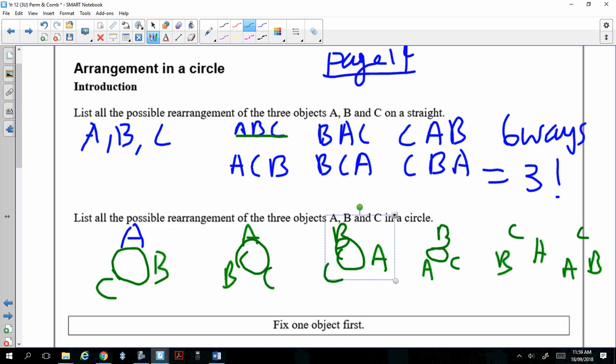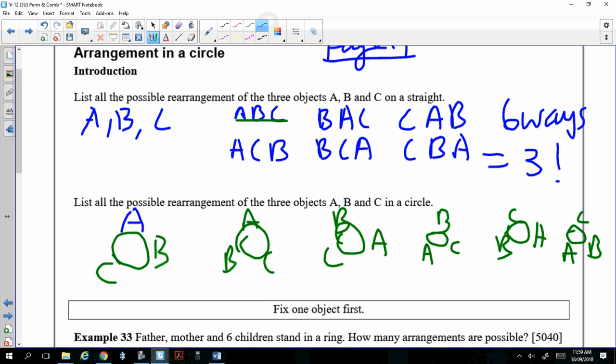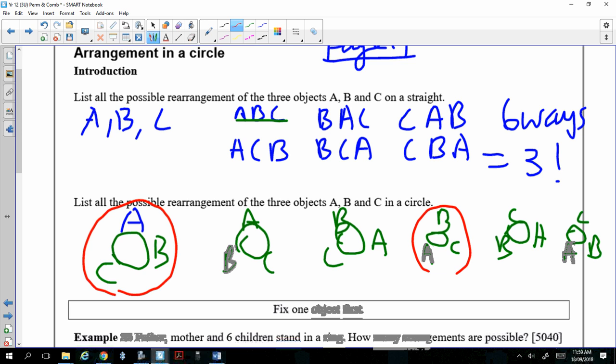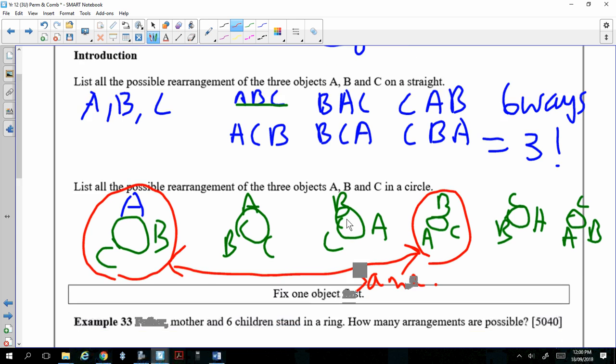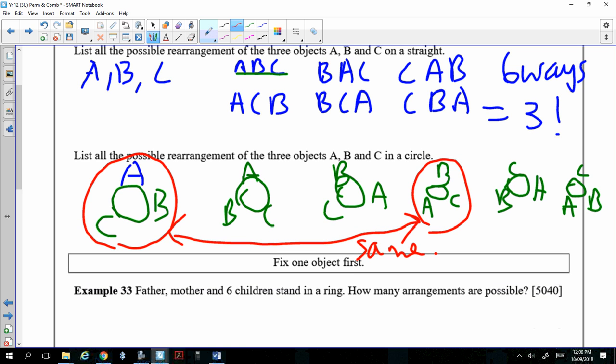we see there's some problem because you will find that ABC, if I search for it, it will look like this. ABC clockwise. Which one does it look like? Yeah, ABC, this one. They're the same, right? You just turn the table around. So you get repetition. So when you arrange in a circle, the best thing is to fix one object first.